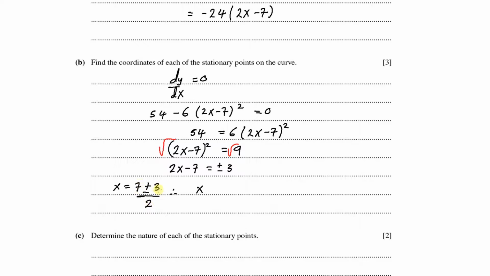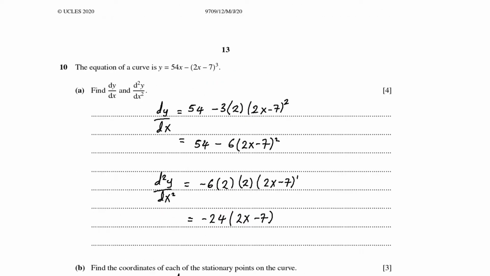And therefore, the two values of x are going to be 7 minus 3 divided by 2. So the 7 minus 3, that's 4, and 4 over 2 is 2. And also 7 plus 3, that's 10, and 10 over 2 is 5. So we have two values here. So what are the y values?